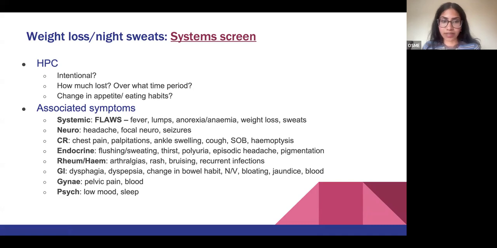For gynae symptoms, really important to screen for gynae, by the way, if it's a woman, in any presenting complaint, especially if it's anemia, remember to ask about periods. If you think that there's an endocrine thing going on, remember to ask if the periods are regular still. So any pelvic pain, any unexplained blood, so bleeding in between periods or post-coital bleed or bleeding after she's had the menopause. Okay, and then psych symptoms, quickly screen for low mood and any sleep disturbances.